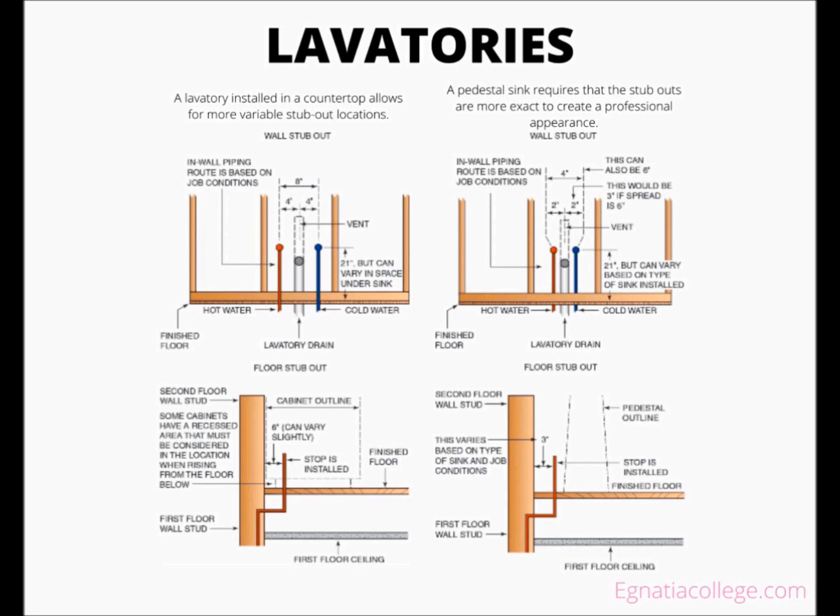The maximum height for most lavatory water piping, regardless of its type, is 21 inches above the finished floor. As with many vertical dimensions, company preference and specific fixture types may vary.